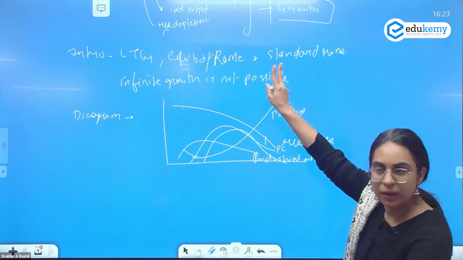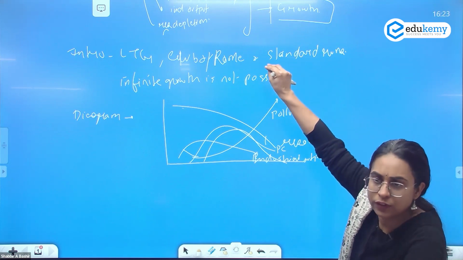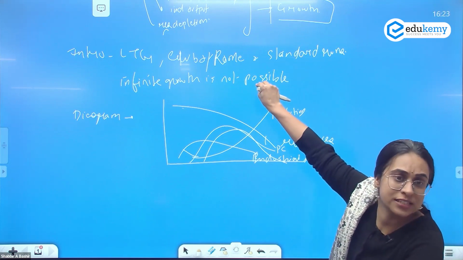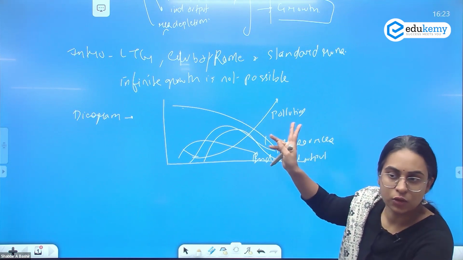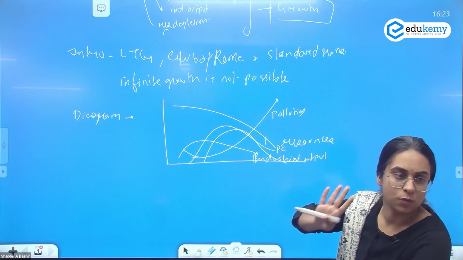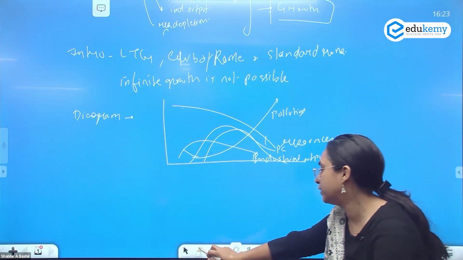So, in the introduction I'll mention LTG. I will tell about the 5 elements. I can tell about the standard runs, and then I can also show one of the standard runs. And then the conclusion that infinite growth is not possible with finite resources.